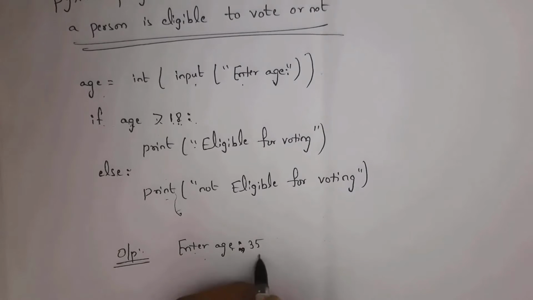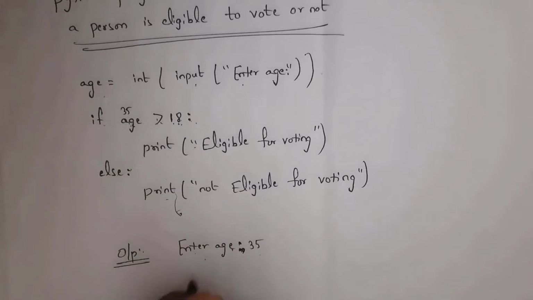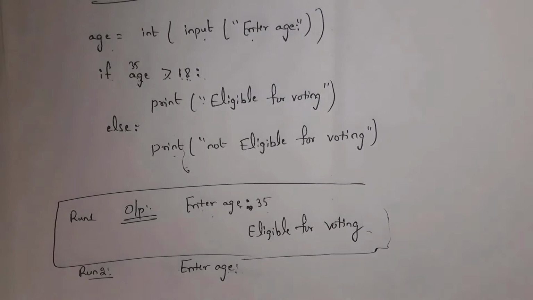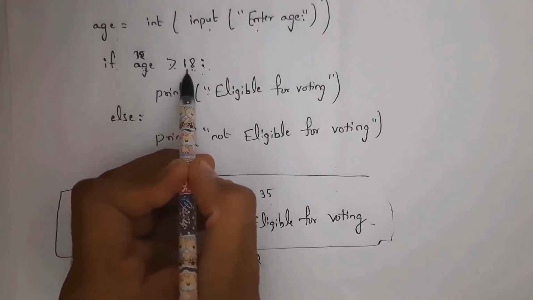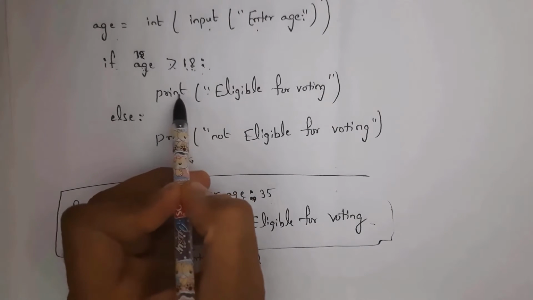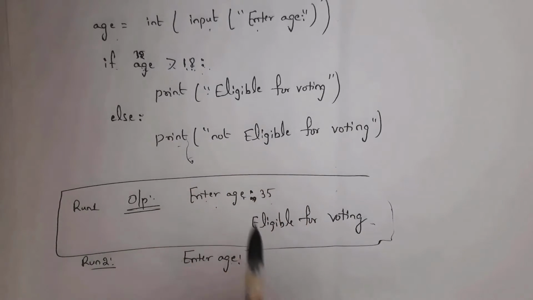For example, here I gave age 35. 35 is greater than 18. So I will get the output that is eligible for voting. Second time when I run this code, I gave age that is 12. 12 is not greater than 18. 12 is less than 18. So whatever statement is present inside if will not be executed, and whatever statement is present inside else will be executed. So here I will get the output that is not eligible for voting.